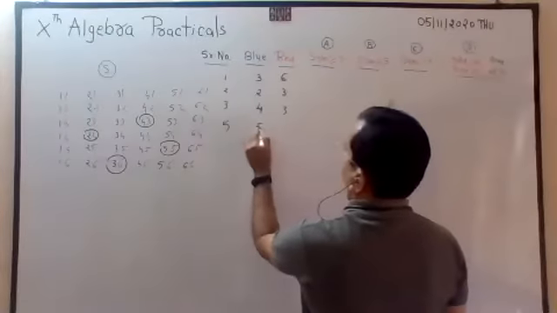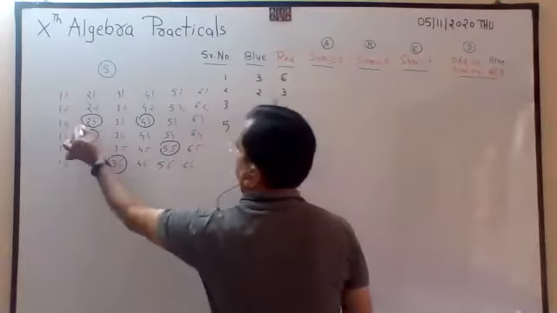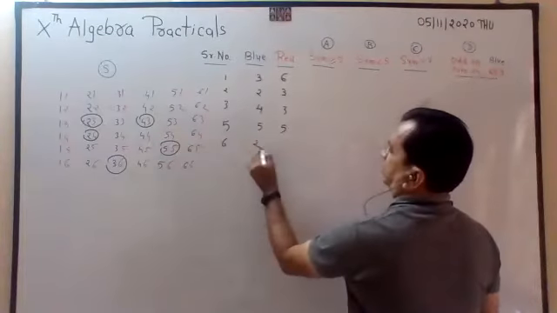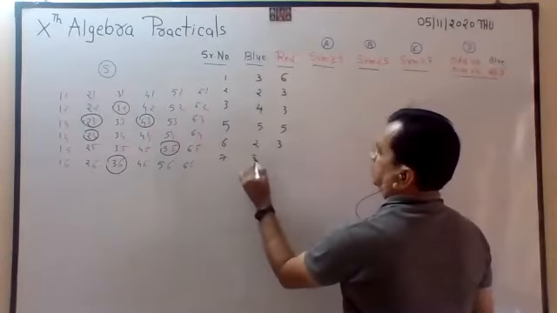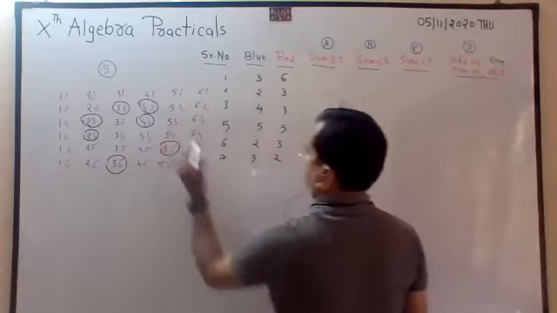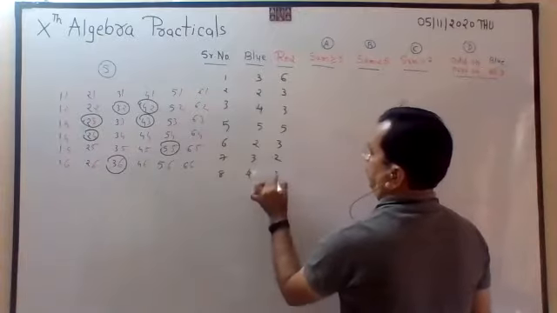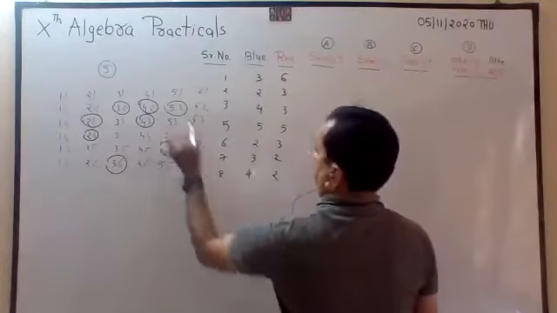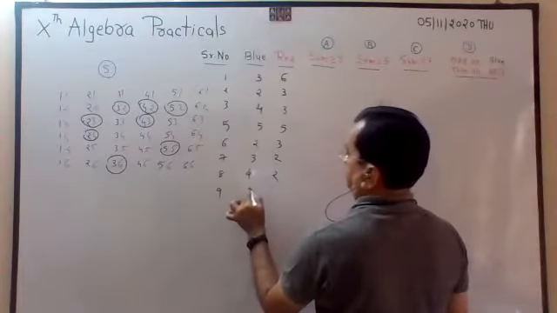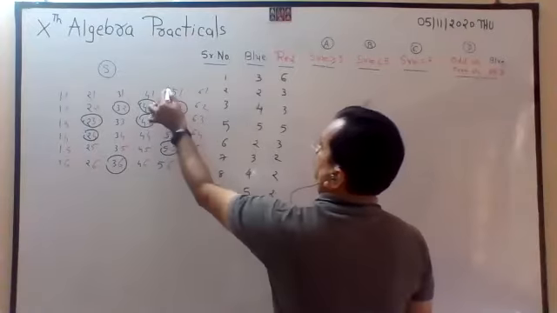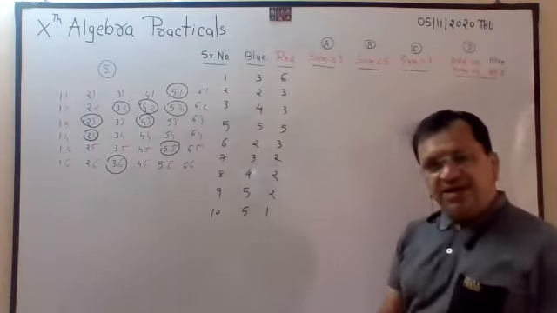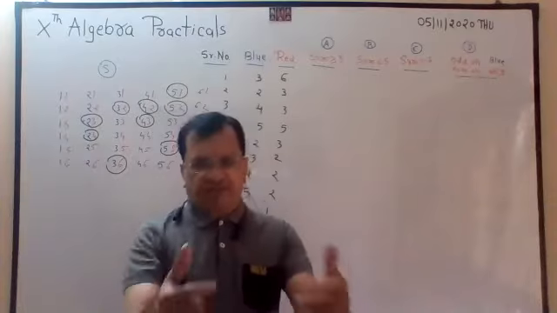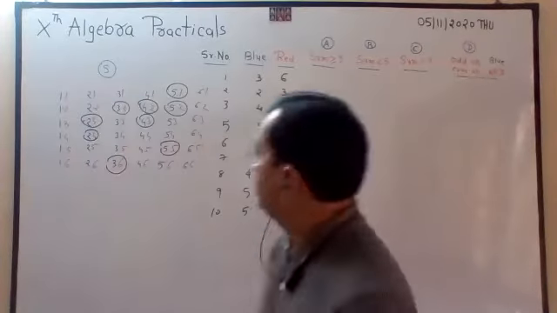Fifth experiment, 5 and 5. Sixth experiment, 2 and 3. Seventh experiment, 3 and 2. Eighth experiment, 4 and 2. Ninth, 5 and 2. Tenth, 5 and 1. Like that, I have done 10 experiments with two dice.